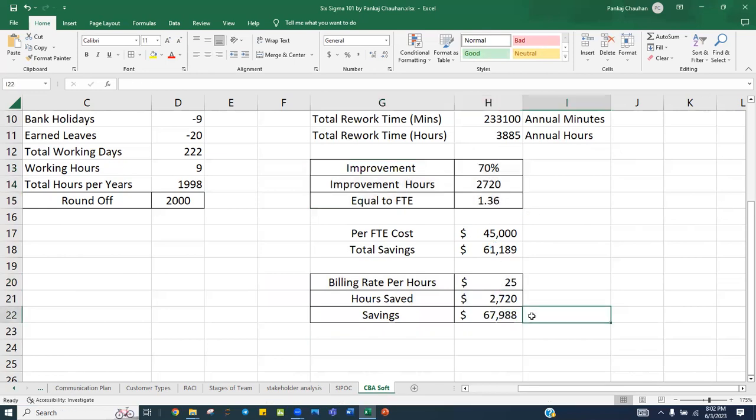In the next session, I will be telling you about the hard saving, how to calculate it, which is also called a capital budgeting technique.